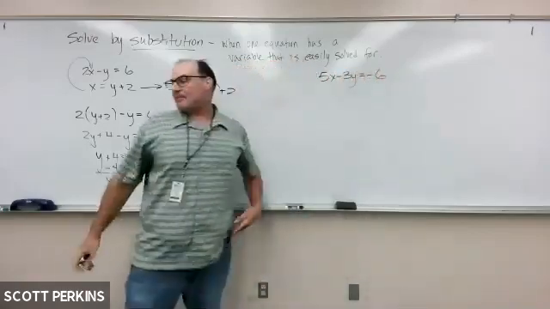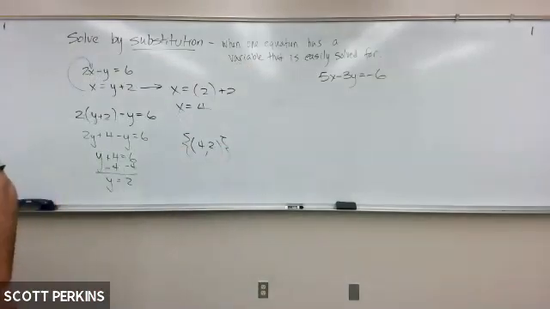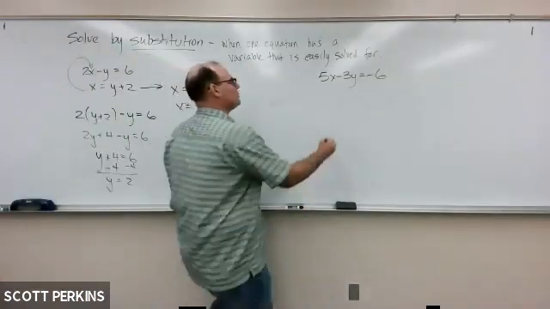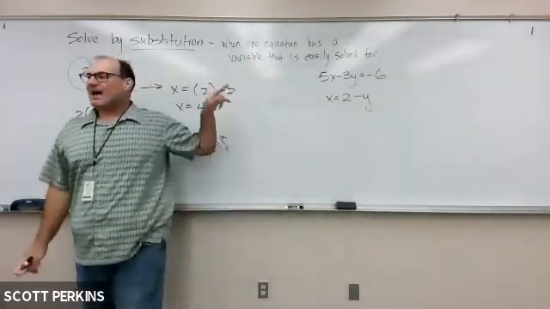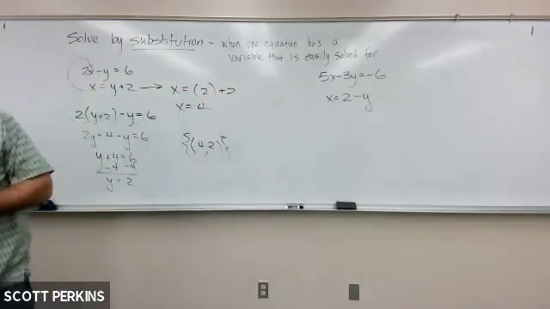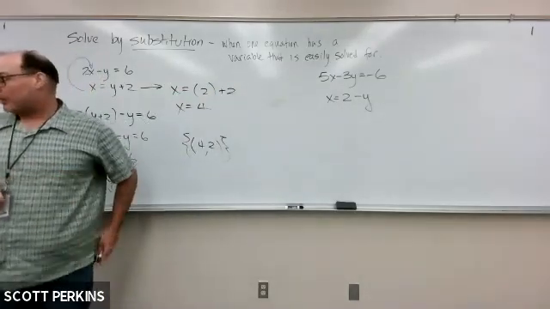All right, you're going to do the same thing. Here's your first equation. 5x minus 3y is negative 6. And then x is equal to 2 minus y. Solve that by substitution. I've already pre-solved one of the equations for the variable x for you.